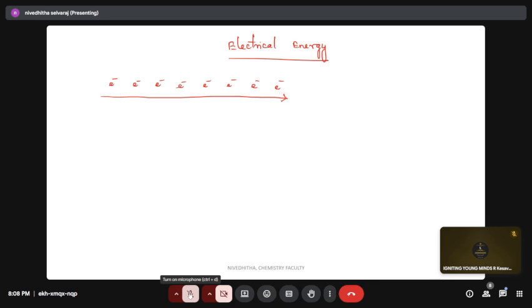I've written like that only, right? From this arrow mark, I can understand that the electrons are moving from left to right. Because of this mobility of electron, we'll end up with current. And what is the direction of flow of current? You'd have learned in physics. Opposite to the electrons. Very good.